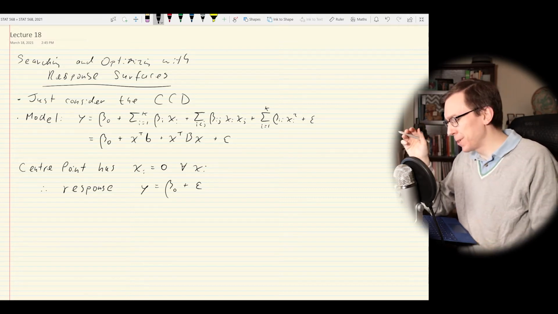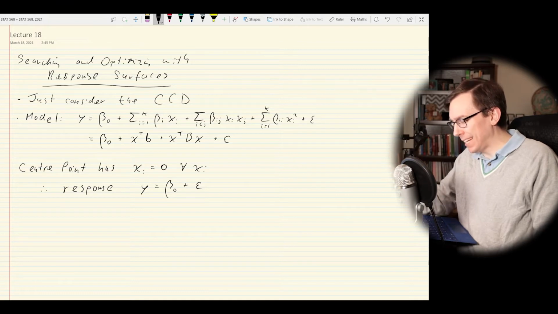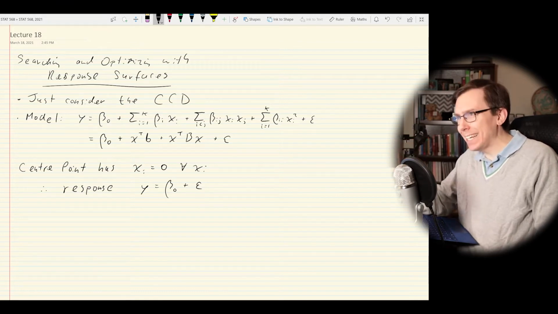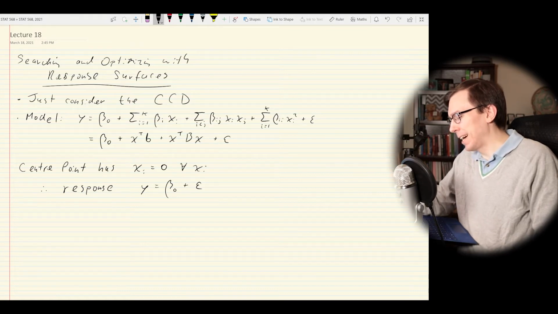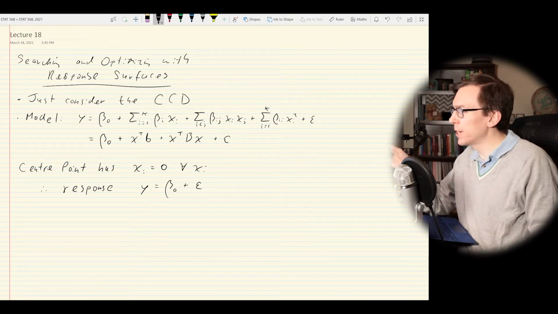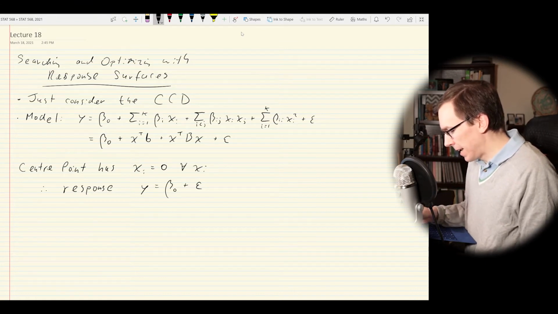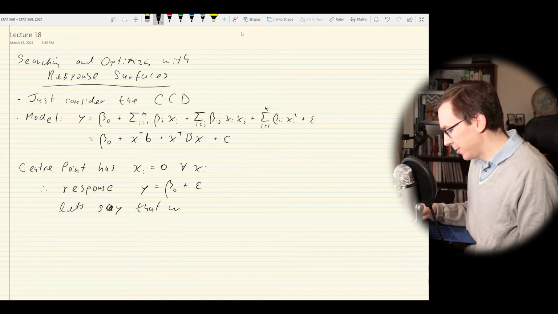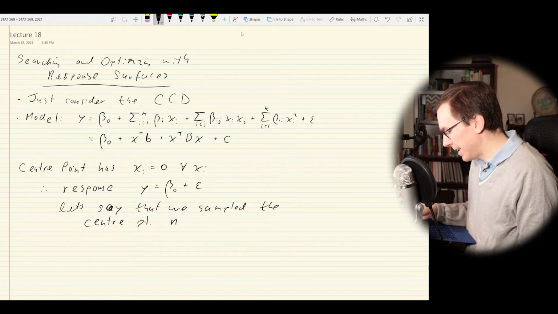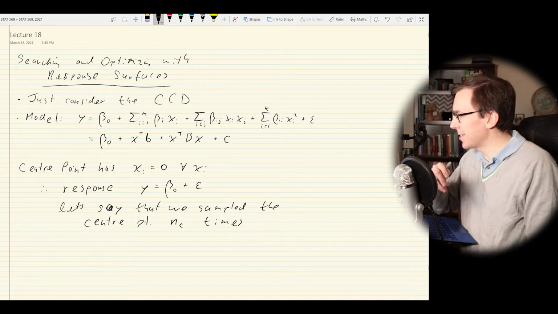Okay, we assume it has a normal distribution, but the point is that if I repeatedly sample from the center point, I'm going to get values that are around beta naught plus or minus some random noise, which will change with every observation. And then let's say that we sampled the center point NC times. That's the notation I was using.